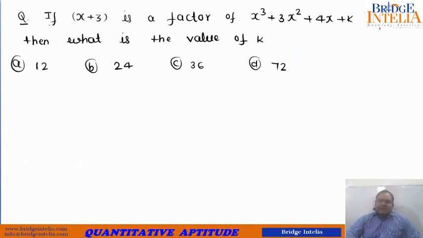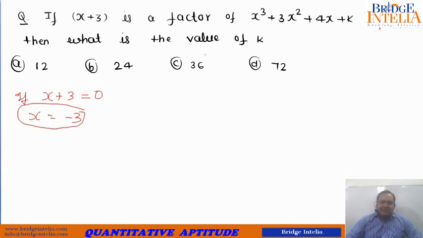Again, it is given straight away that x plus 3 is a factor of this expression. So if x plus 3 is a factor, it means if x plus 3 is equal to 0, or x is equal to minus 3, and you put this value of x in the given expression, the expression must reduce to 0. Why? Because it is given that it is a factor.